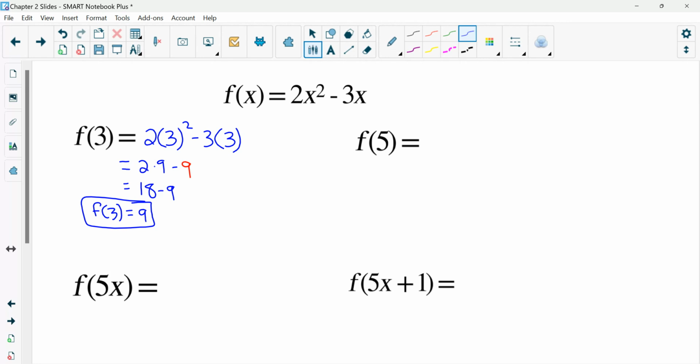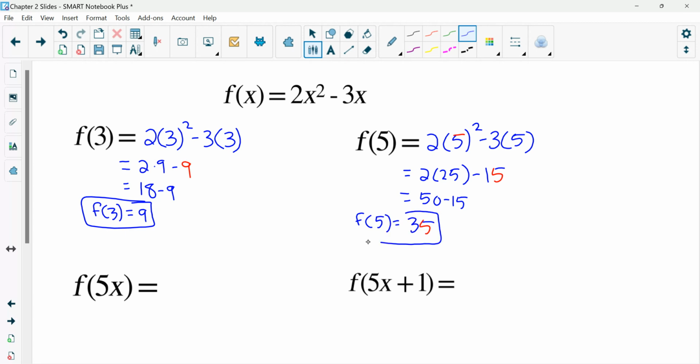Go ahead and try f of 5 on your own. Take a moment and do f of 5. So replacing 5 in for the x's, I would get that. Again, I have to do my exponents first, so I'd have 2 times 25. I can go ahead and multiply 3 and 5 together, so that'd be minus 15. This would be 50 minus 15, so we get f of 5 equals 35.